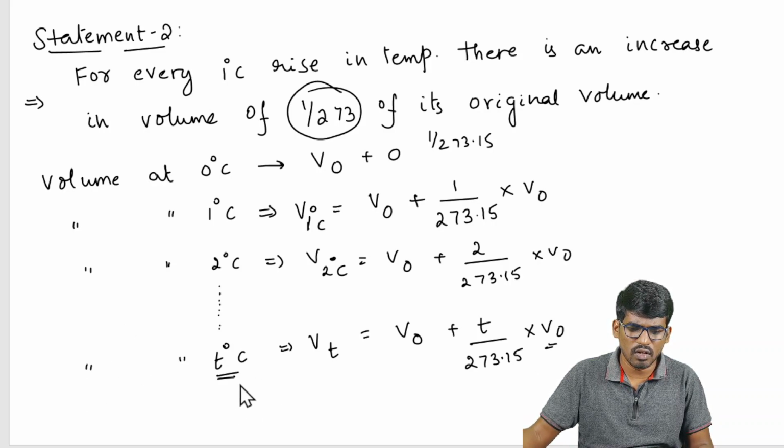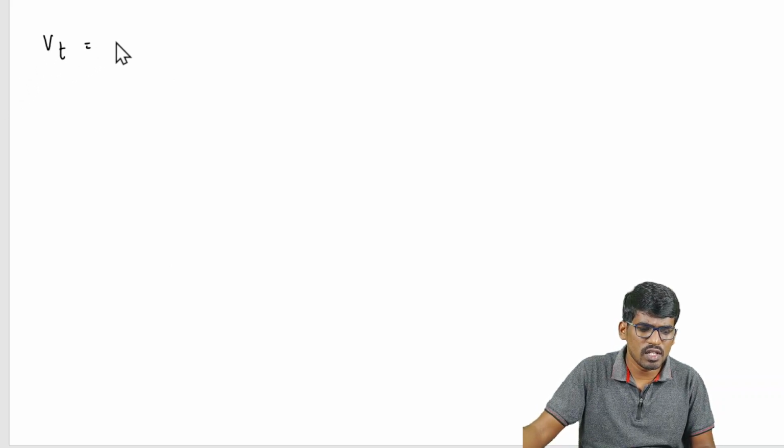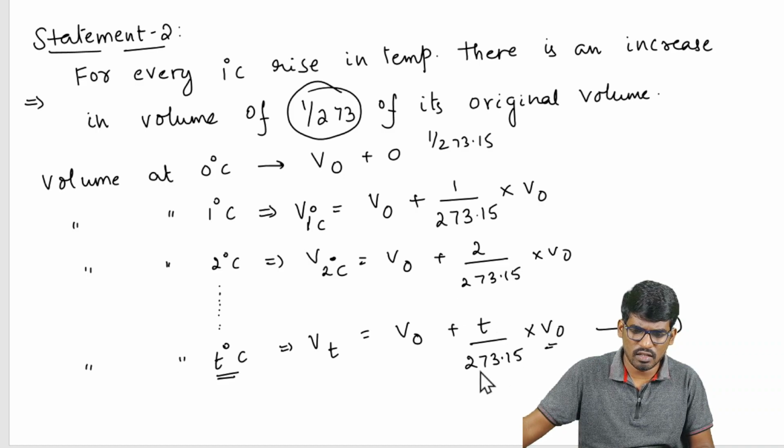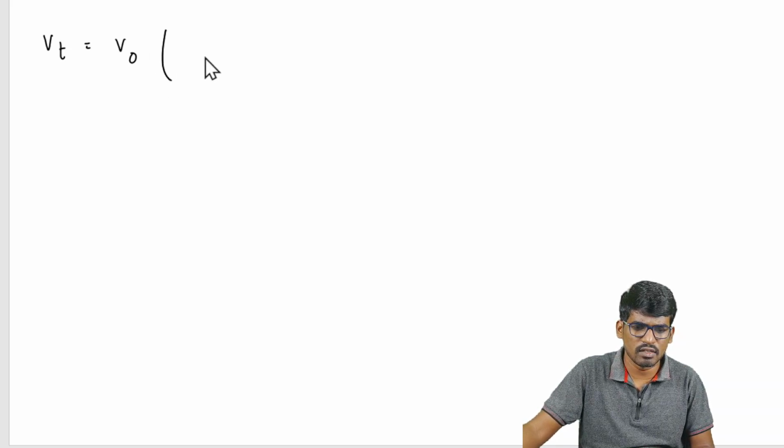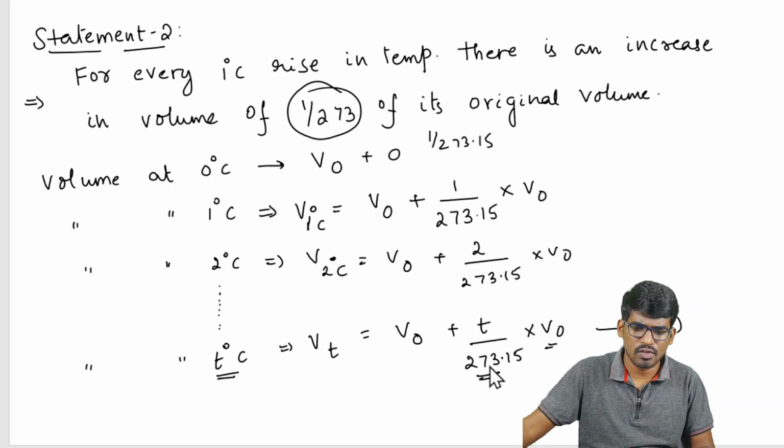So this is what we got. Let us consider it as equation number 1. Vt is equal to V naught plus T by 273.15 into V naught. Now what we are going to do is take V naught common, and take the LCM of 273.15, and then we get T plus 273.15.